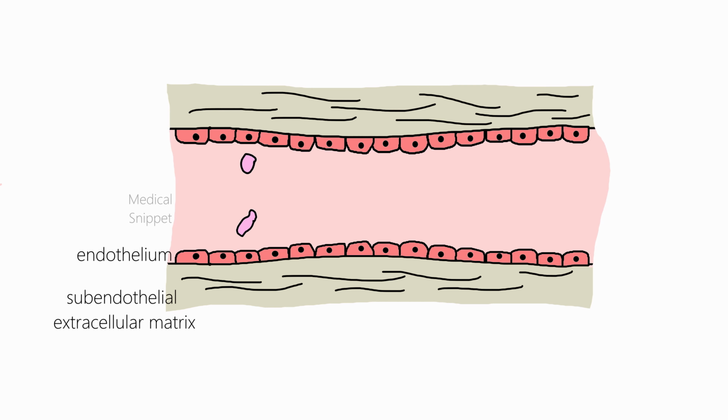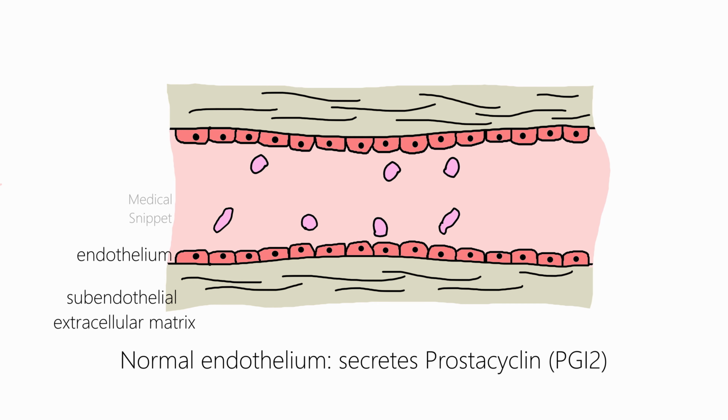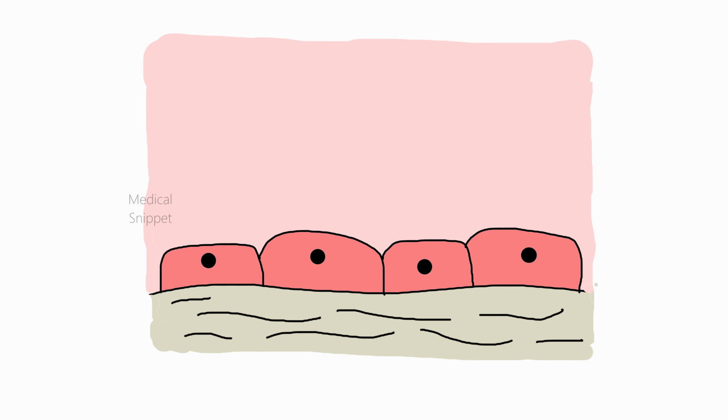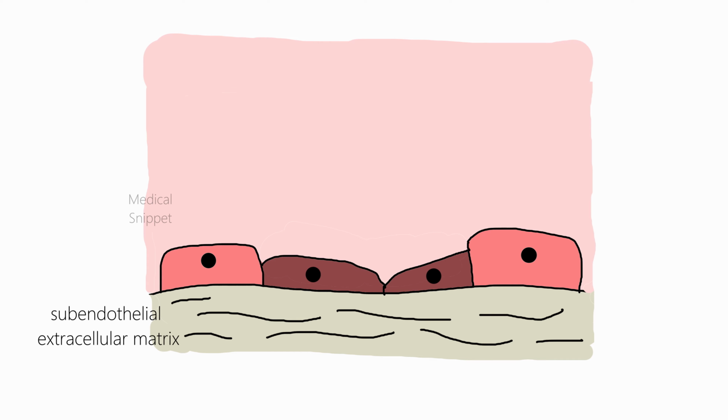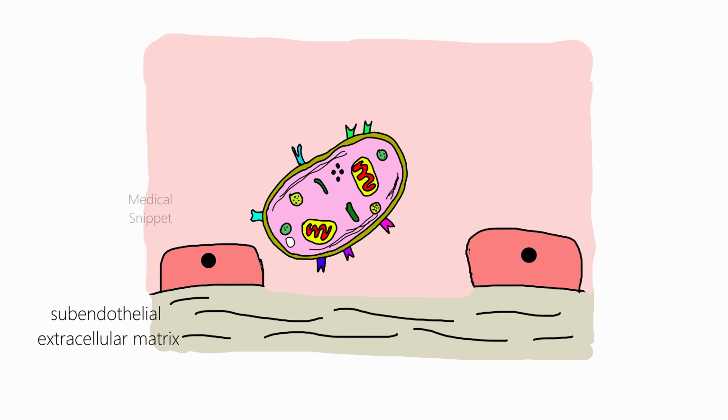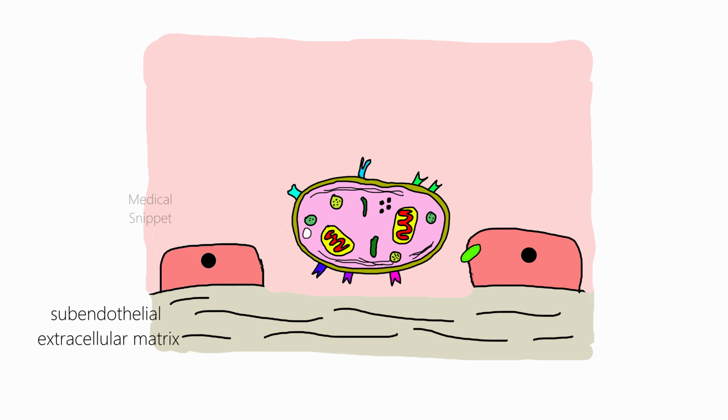Platelets roll along the vessel wall. This allows for a rapid platelet response to vascular injury. Normal endothelium prevents platelet adhesion via the secretion of prostacyclin. But when endothelial injury occurs, the subendothelial extracellular matrix gets exposed to circulating platelets. The von Willebrand factor secreted by endothelial cells gets immobilized in the subendothelial matrix.